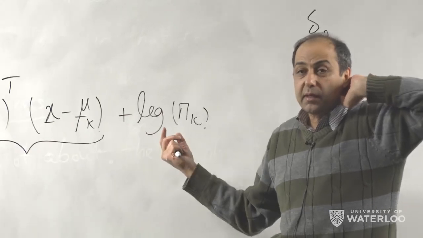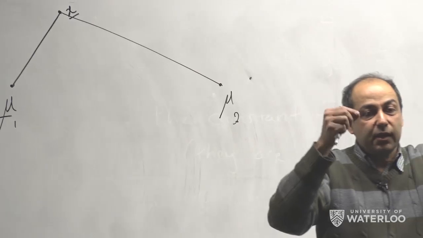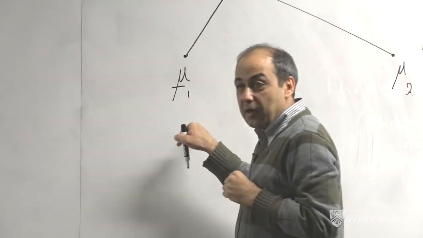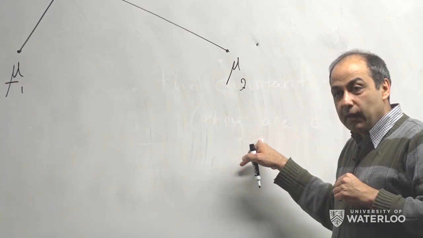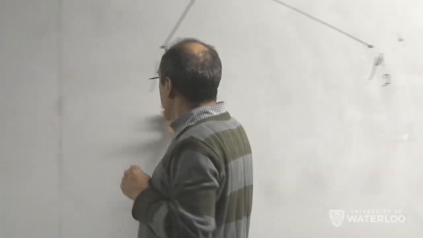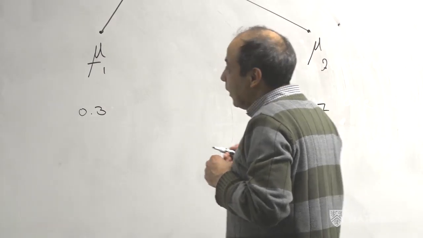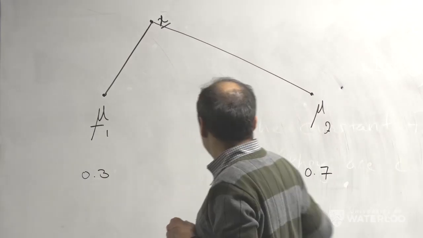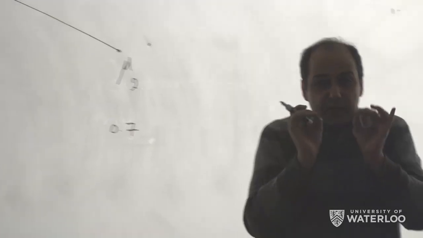So what about if the prior is not the same? If the prior is not the same, this Euclidean distance is going to be adjusted by the prior. So 30% of the points are here, 70% of the points are here. So the prior of this class is going to be 0.3. The prior of this class is going to be 0.7. So that would be a squared of this Euclidean distance plus log of 0.3, a squared of Euclidean distance plus log of 0.7.